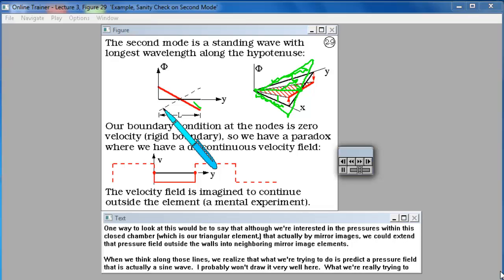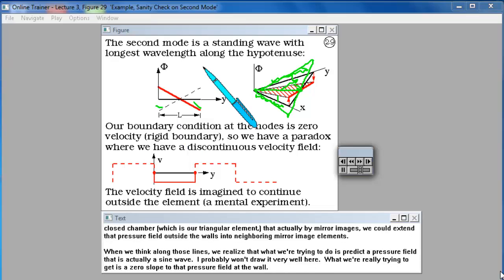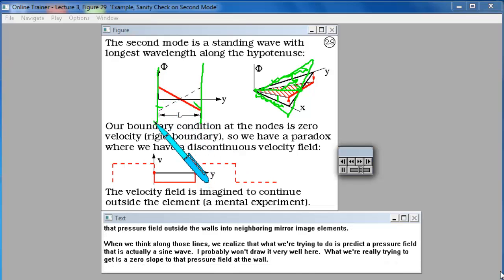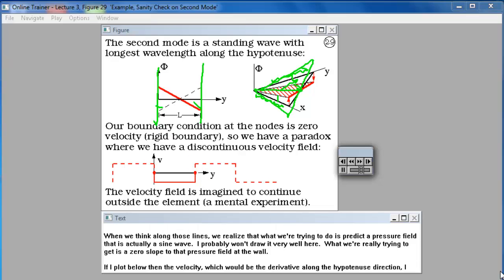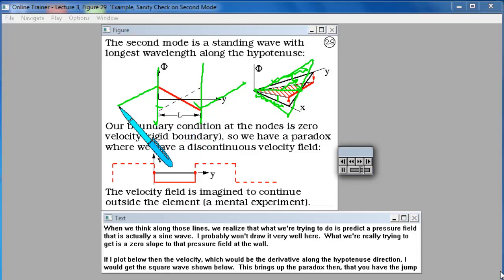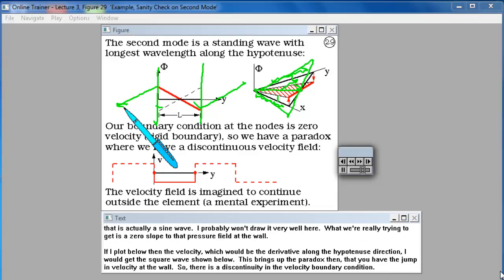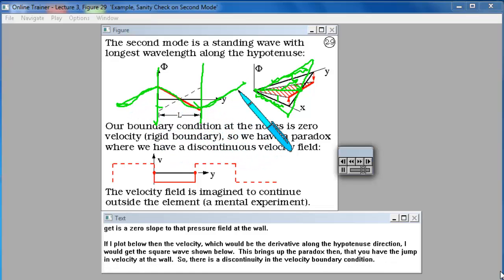One way to look at this would be to say that although we're interested in the pressures within this closed chamber, which is our triangular element, actually by mirror images we could extend that pressure field outside the walls into neighboring mirror image elements. When we think along those lines, we realize that what we're trying to do is predict a pressure field that's actually a sine wave. I probably won't draw it very well here. And what we're really trying to get is a zero slope to that pressure field at the wall.